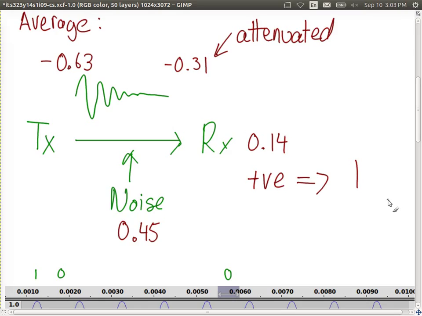Any questions so far? That's the easy part. Now we'll move on to a different signal and see how the signal can improve the chance of avoiding errors.